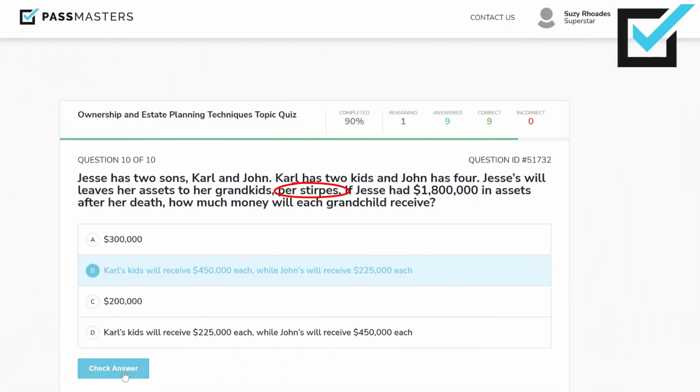And then the $900,000 has to be divided by 4 grandkids at the John side of the family tree. So each of John's kids will receive $225,000 each. If Jessie had wanted those kids to receive the money equally, she would have wanted a per capita designation at the grandchildren level.